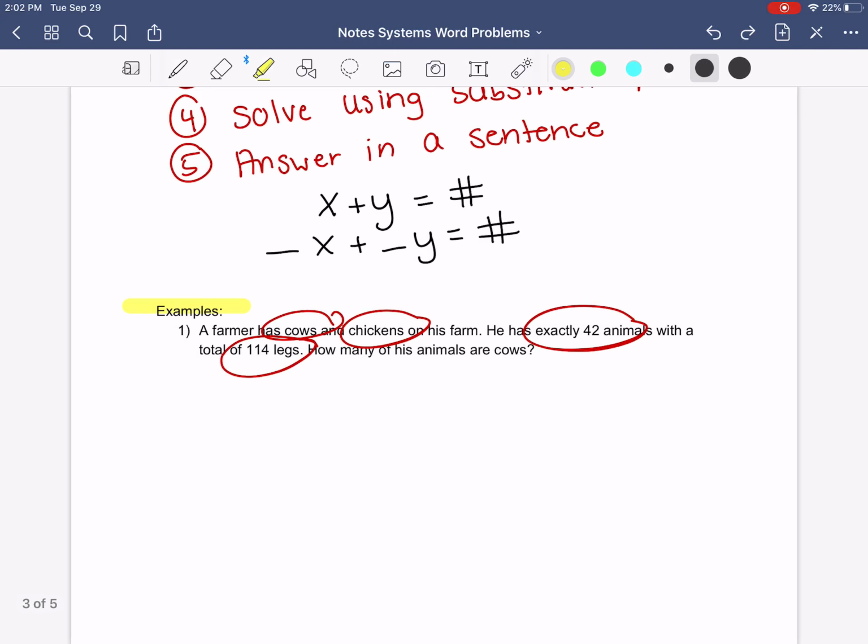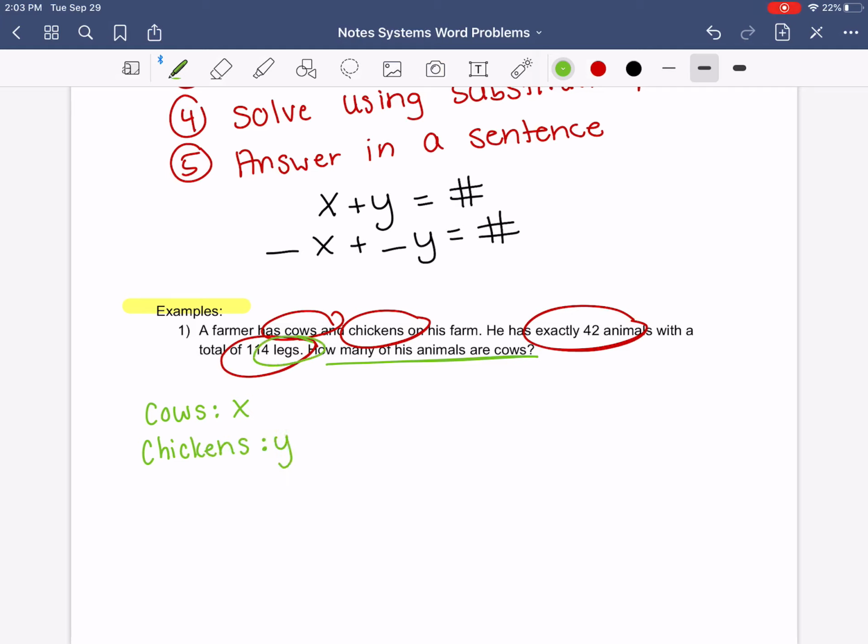It says that he has cows and chickens, and he has exactly 42 animals, and they have a total of 114 legs. How many of his animals are cows? Okay, so first we read our problem and picked out some important information. Now we're going to define our variables. The question says how many of his animals are cows. So we know that cows is going to be one of our variables. We have to decide what letter we want to use for cows. So we can use X, it doesn't really matter. And then we can have chickens, his other type of animal. So I'm going to call that Y.